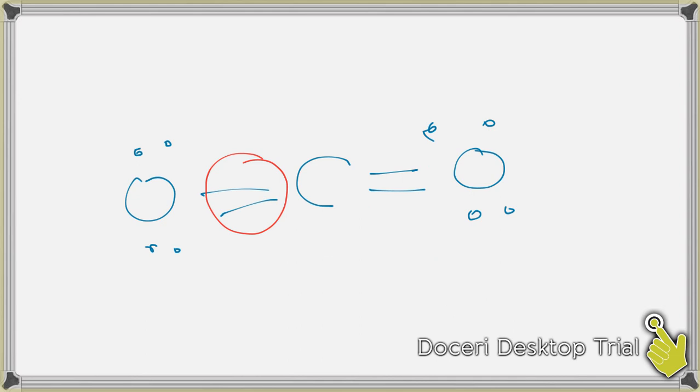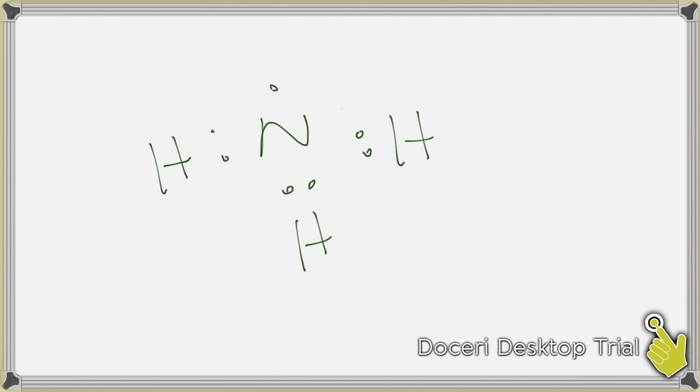I'm going to get a new page. Ammonia, NH3, 1, 2, 3, 4, 5, 6. Okay, like that. So ammonia, what is the electron geometry?